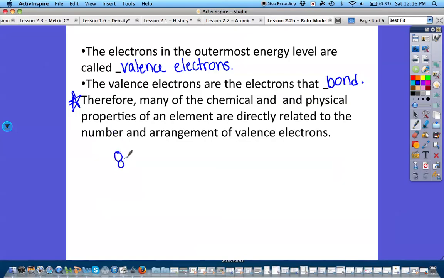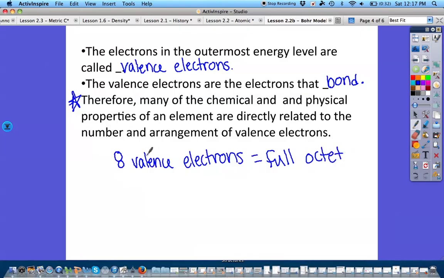8 valence electrons is called a full octet. And all atoms want to have a full octet, except for hydrogen and helium, and they just want those 2. They want a duet. So the full octet is 8 valence electrons, and all of the noble gases besides helium have that full octet, and so because they have that full octet, they're not going to bond with anything.